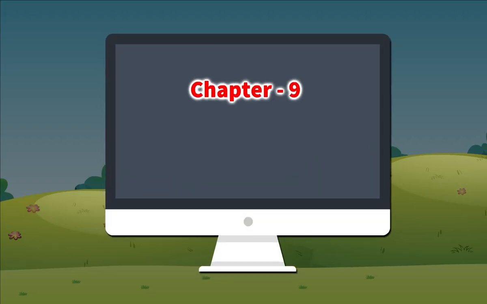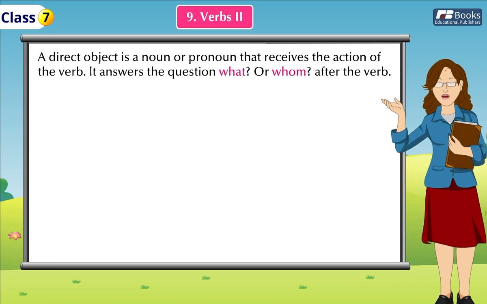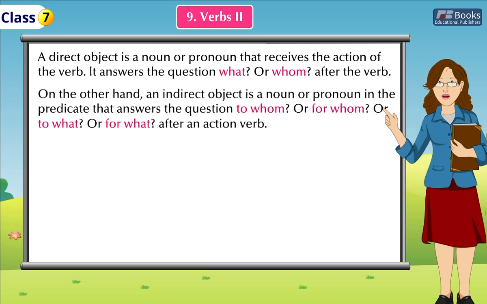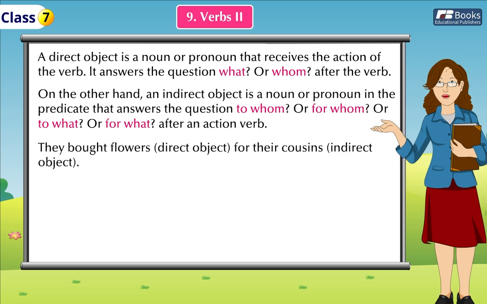Chapter 9. Verbs II. A direct object is a noun or pronoun that receives the action of the verb. It answers the question what or whom after the verb. On the other hand, an indirect object is a noun or pronoun in the predicate that answers the question to whom, or for whom, or to what, or for what after an action verb. They bought flowers (direct object) for their cousins (indirect object).